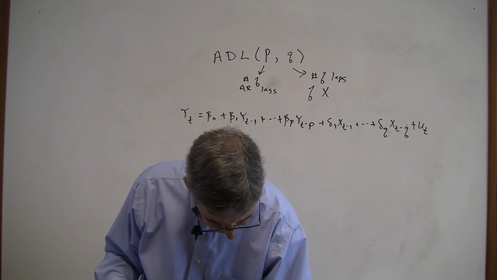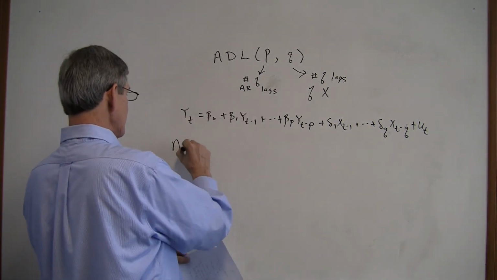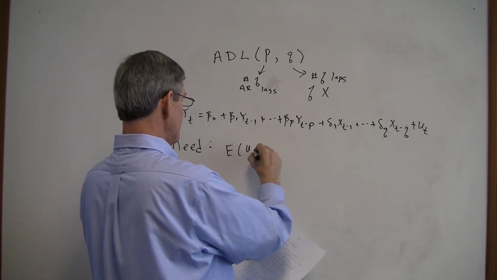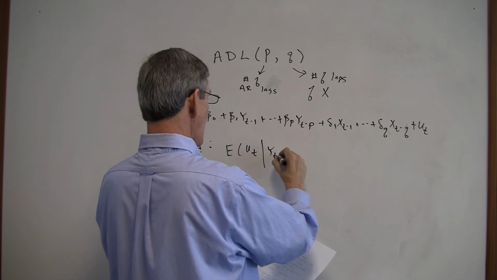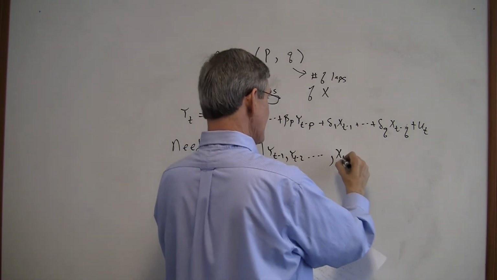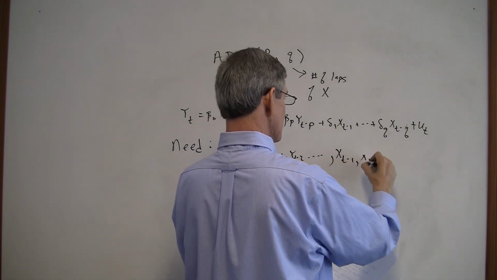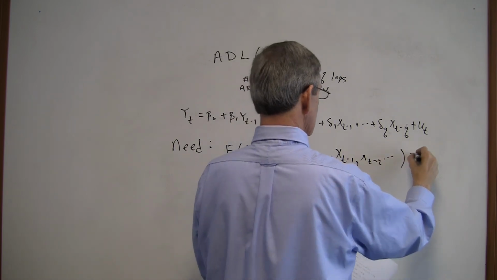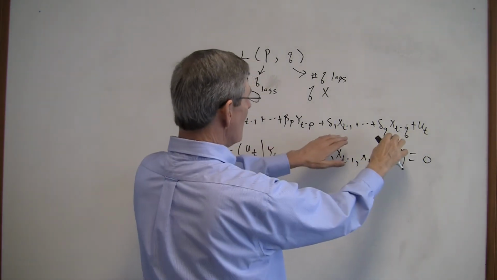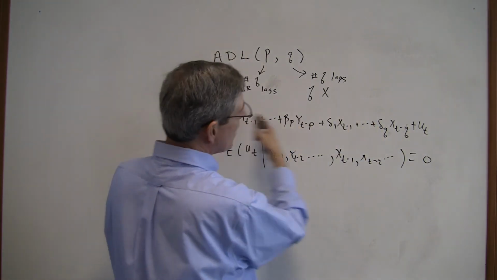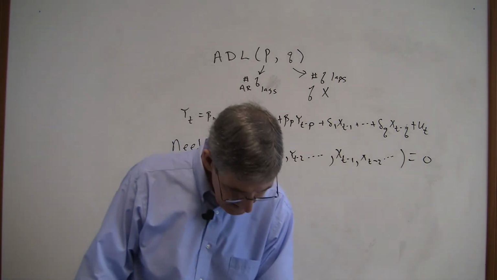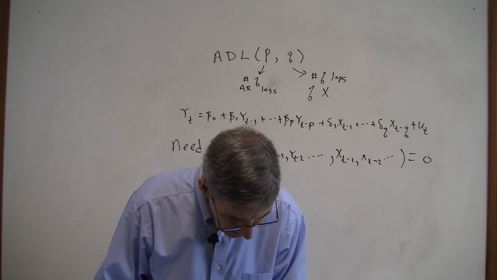All right. And we need the assumption that the expected value of u_t, given all past y's and all past x's, is equal to 0. And that's just the usual thing. We need u_t to be uncorrelated with the x's and uncorrelated with the right-hand side variables, is what I'm trying to say. All right. So that's the ADL.